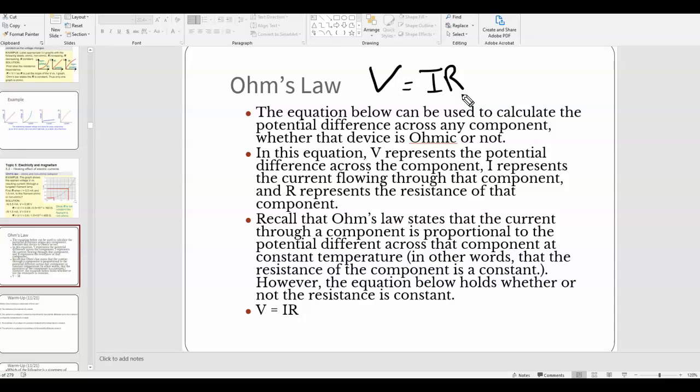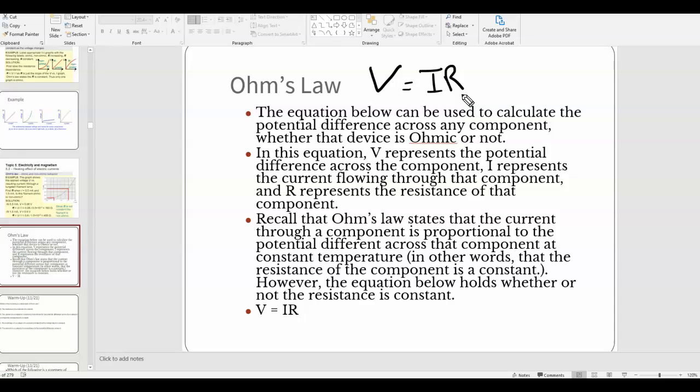Okay, and this equation works whether or not the device is ohmic. It makes no difference. If you know the current going through a component, and you know the resistance of that component, at least the resistance at that moment in time, then I times R gives you the voltage drop across that component.